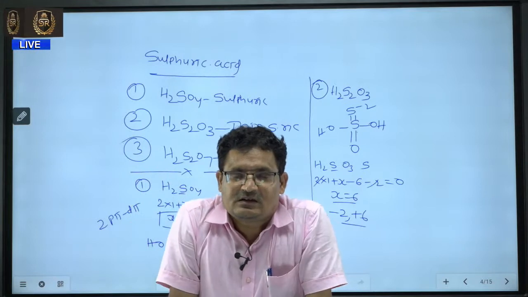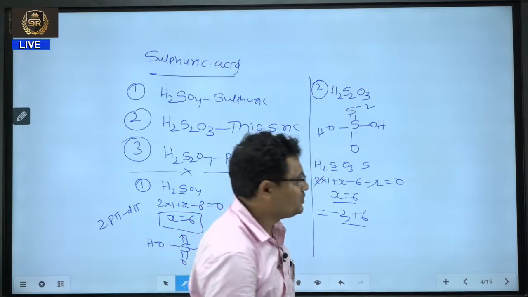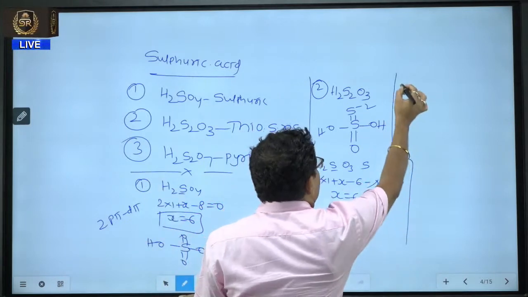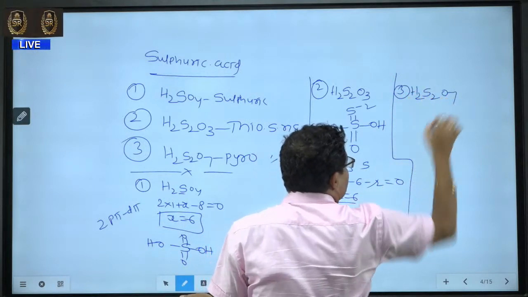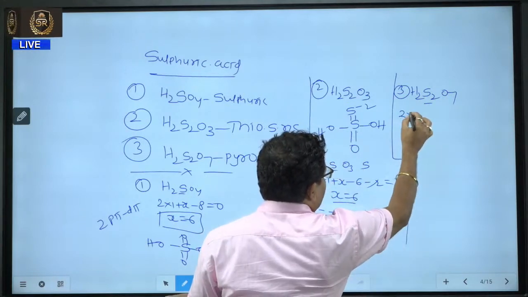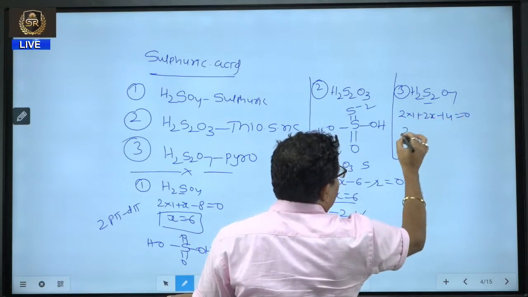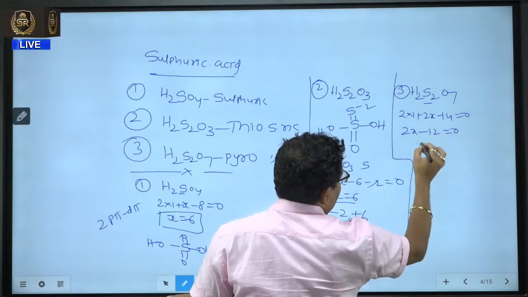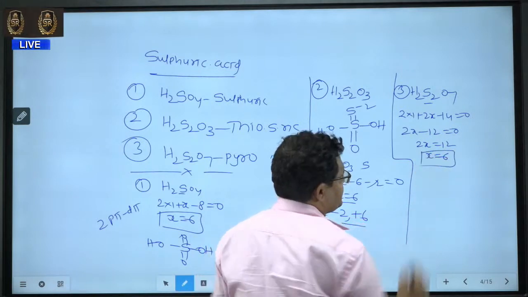Next one, pyrosulfuric acid. Pyrosulfuric acid formula is H2S2O7. Now this is pyro. Basically, 2 into 1 plus 2x minus 14 equal to 0, 2x minus 12 equal to 0, 2x equal to 12, x equal to 6.